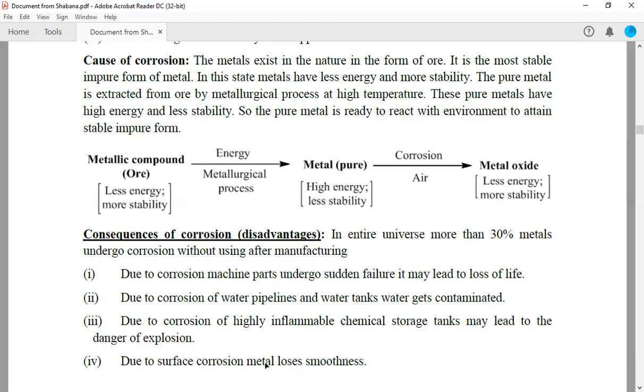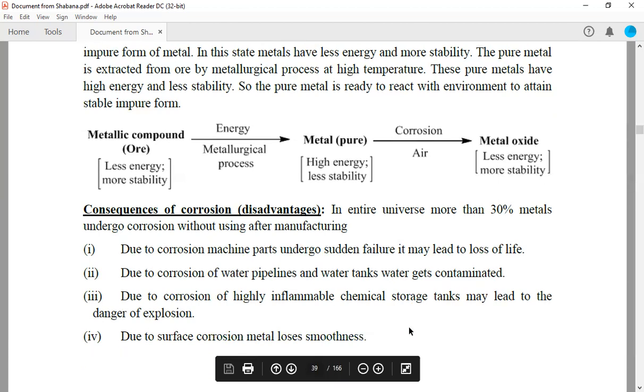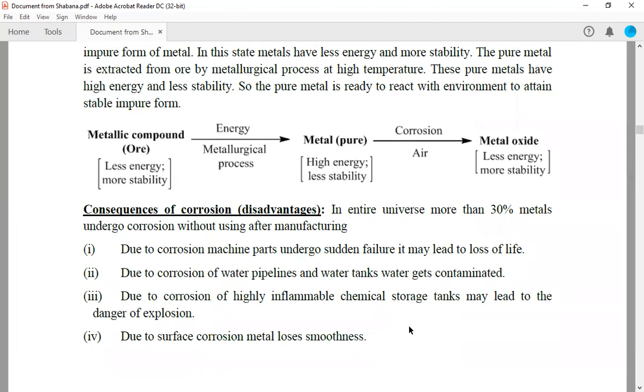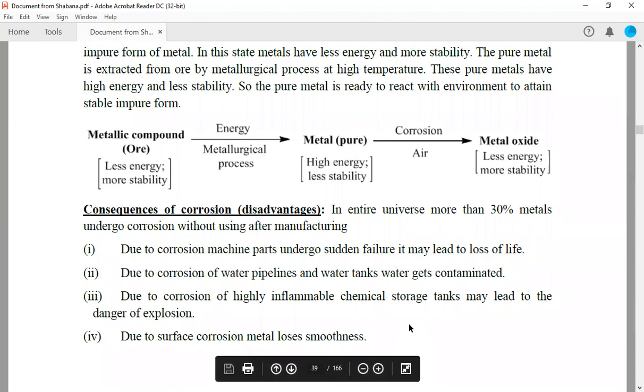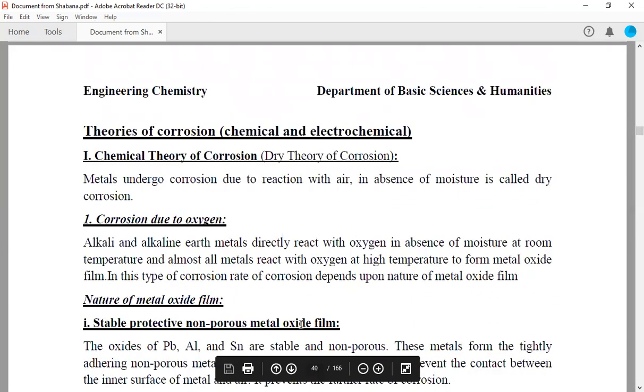Due to the corrosion of highly inflammable chemical storage tanks, it may lead to the danger of explosion. Due to surface corrosion, metal loses its smoothness. So this is about the consequences of corrosion. In the next lecture, I would like to tell you about the theories of corrosion and the types of corrosion.